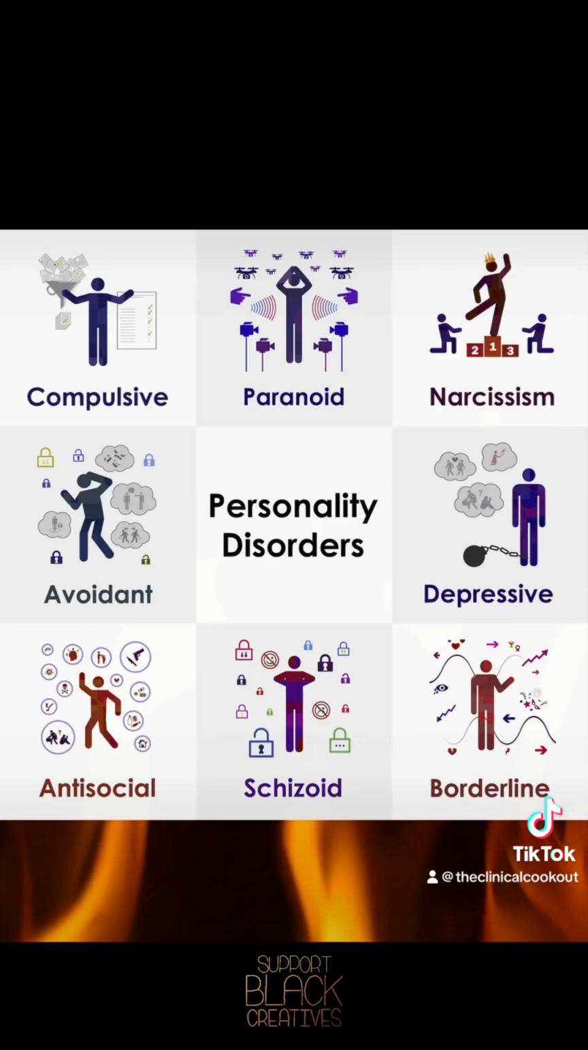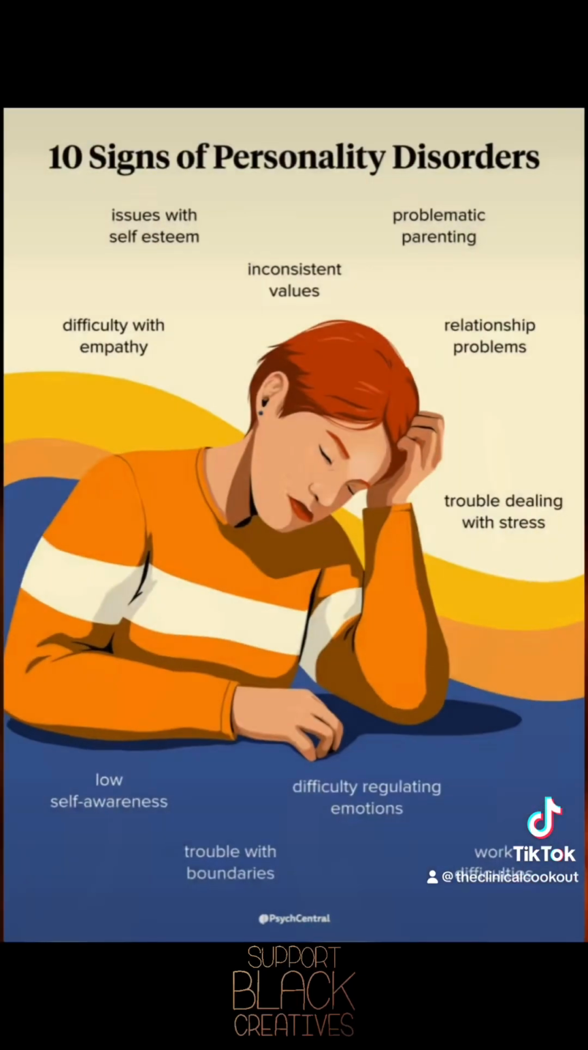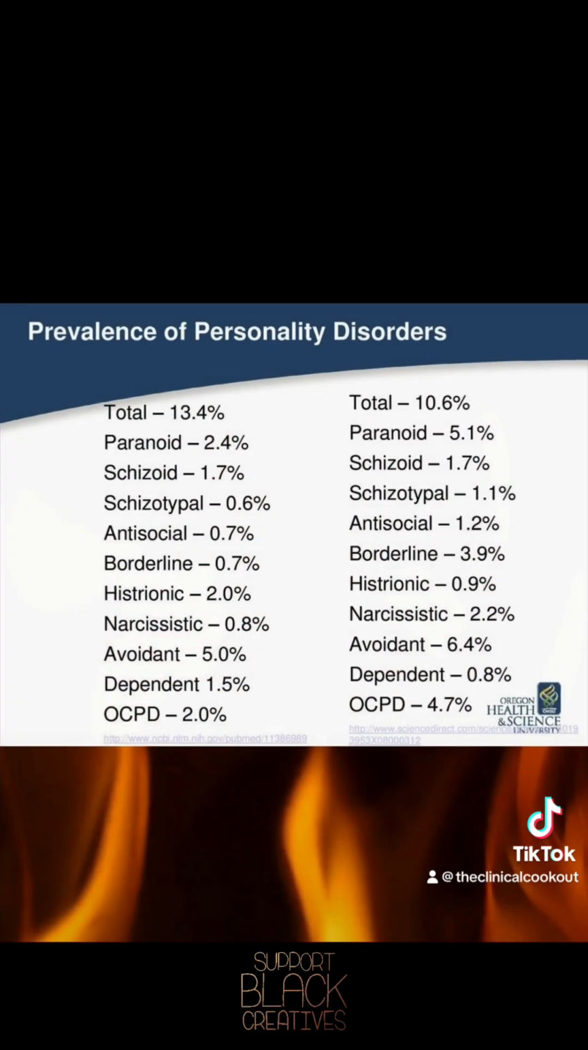It's an atypical way of thinking about oneself and relating to other people, and it is grouped into 3 clusters, A, B, and C. People with personality disorders often struggle to interact with the world. Their disorder makes it hard for them to understand social situations and relationships. Nearly 10% of the United States population struggles with at least one personality disorder.